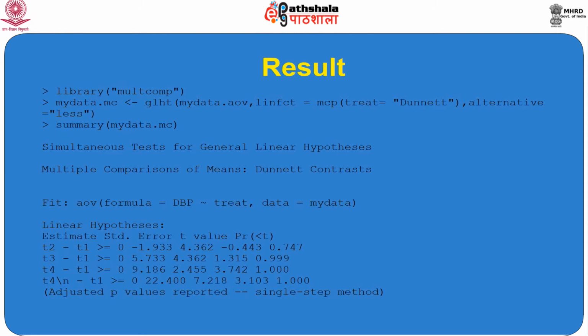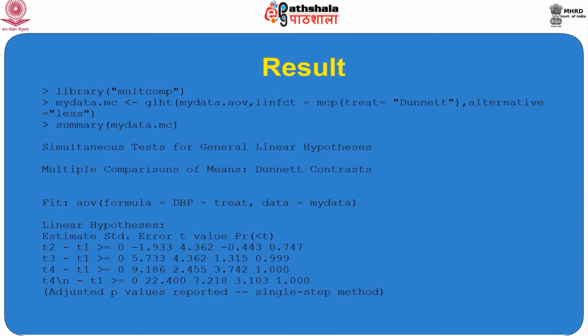So now we will go to the next slide, where we will see the results observed by applying the library called multcomp, and as a glht function we are using the choice Dunnett, written within inverted commas as "Dunnett", and as an alternative we are putting less.